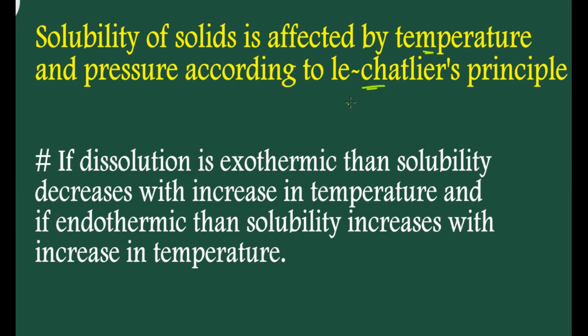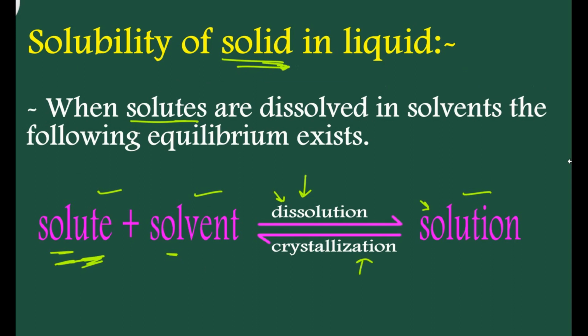Now, in our case, remember we are talking about temperature. If this solution is exothermic, let me show you again. What is this solution? When solute and solvent dissolve together, this solution occurs and we get our solution. So we are making solution by dissolving them. Now come back to the statement.